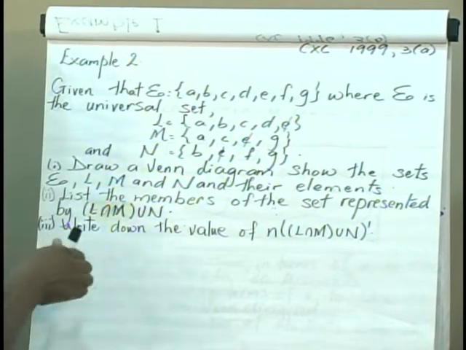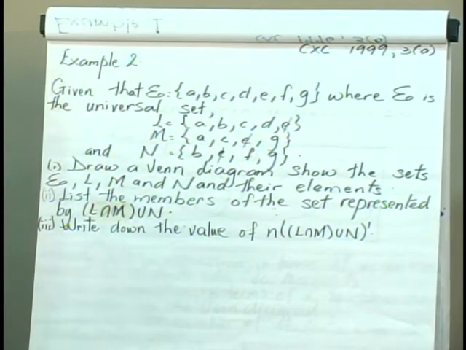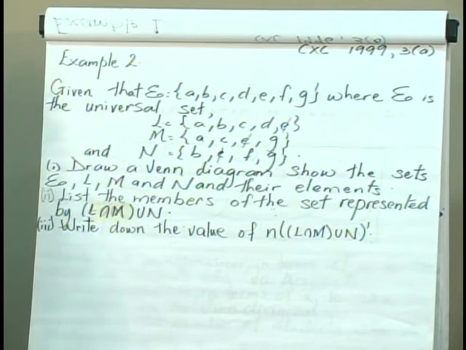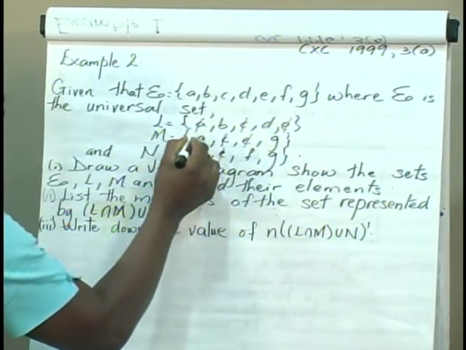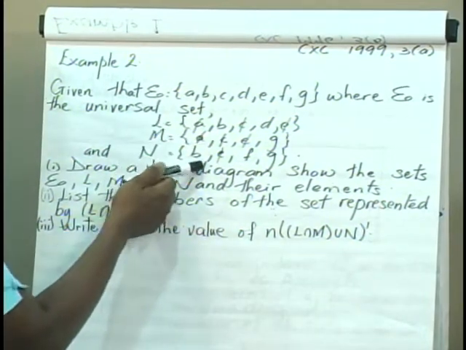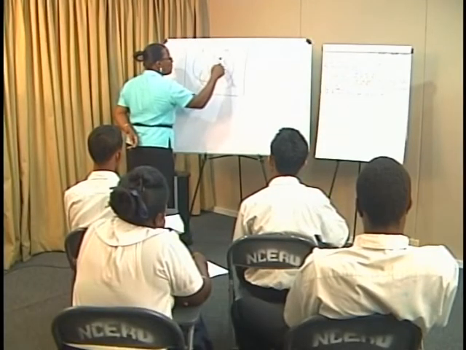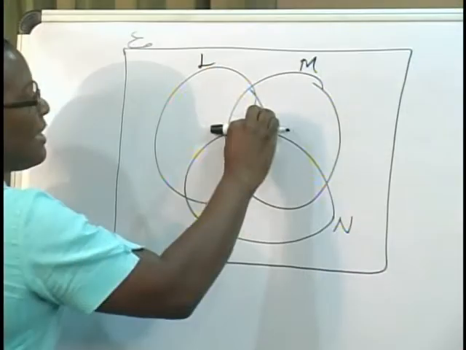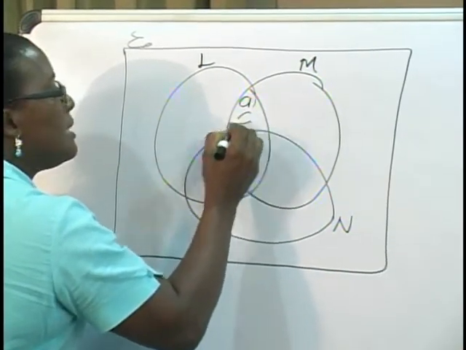Let us go again. Let us look at L and M. Is there anything in common? Yes. What are they? A and C. Are A and C in N? No. So if A and C are in L and M but not N, they can't come below here. So we fill in our A and our C.